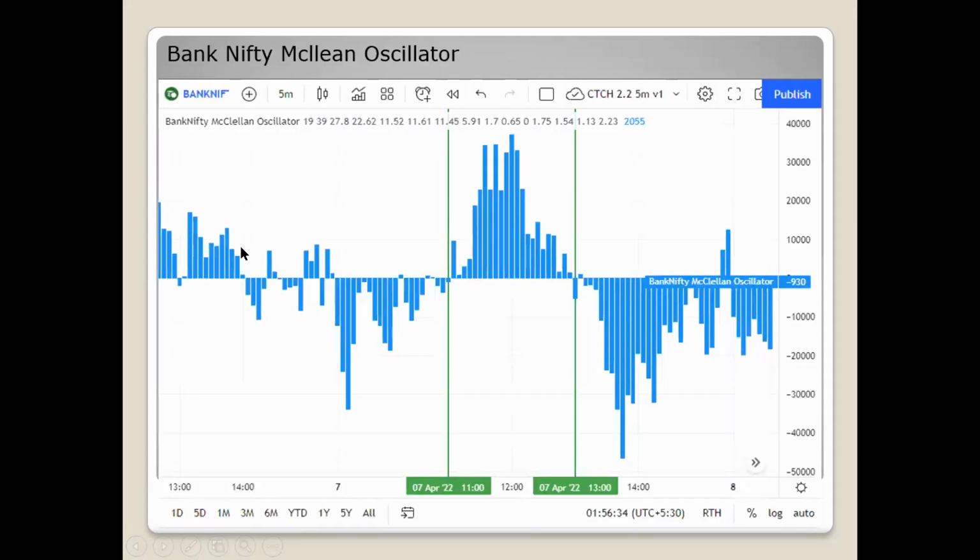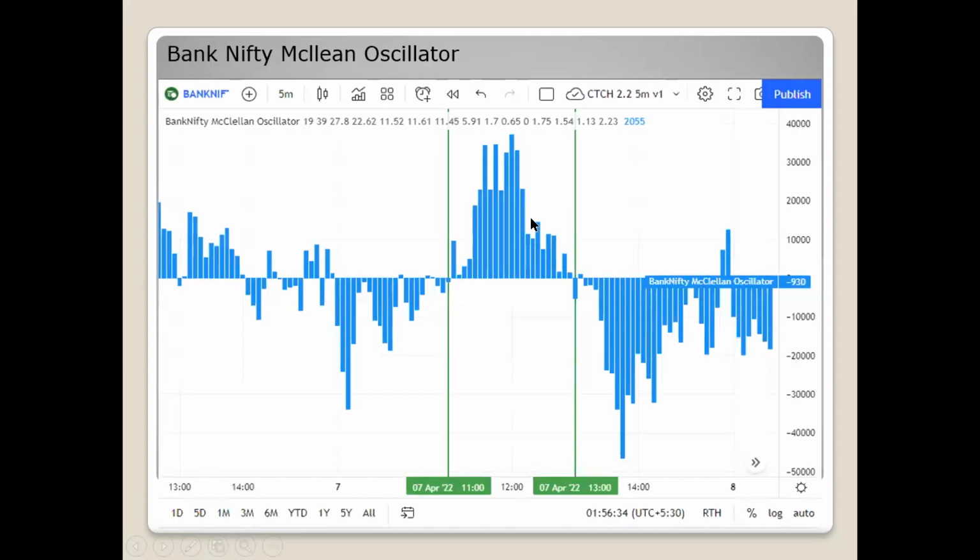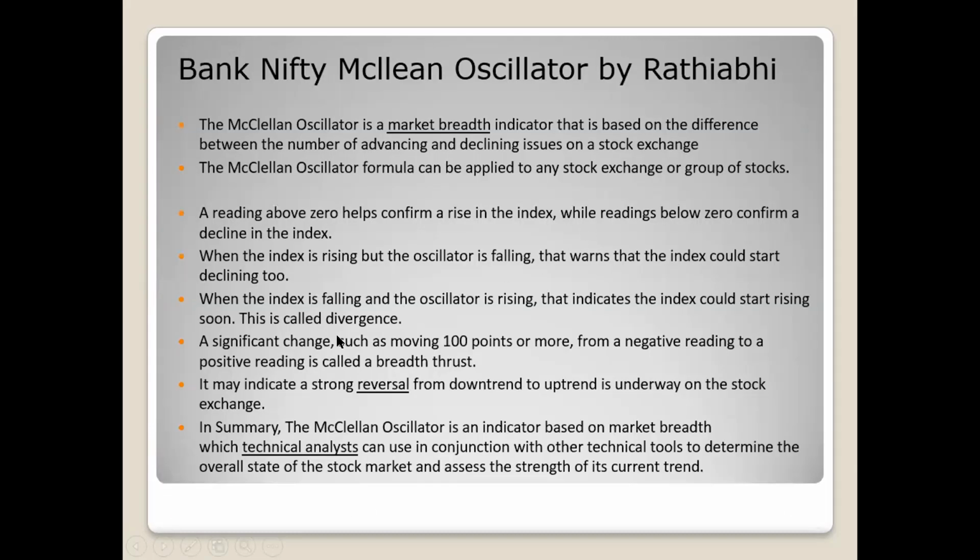A reading above 0 can confirm the rise of the index. From this oscillator we can see whether the market is going up or down. When the index is rising and the oscillator is falling, this gives a warning that a decline or reversal should happen. It can be used as a trend indicator, and it gives an early indication that things are not going the right way.